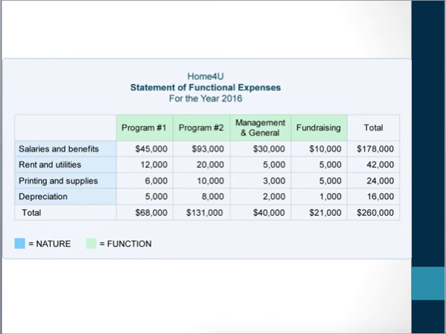And here is a very simplified version of a statement of functional expenses for a not-for-profit. Notice that the expenses by function include programs and management in general and fundraising. The expenses by nature on the left include expenses such as printing, supplies, rent, and depreciation. So these are some of the large changes that the not-for-profit organization will need to make in order to stay up to date.